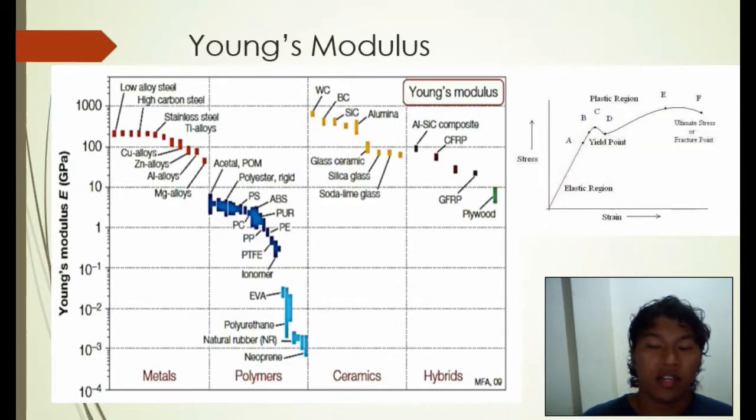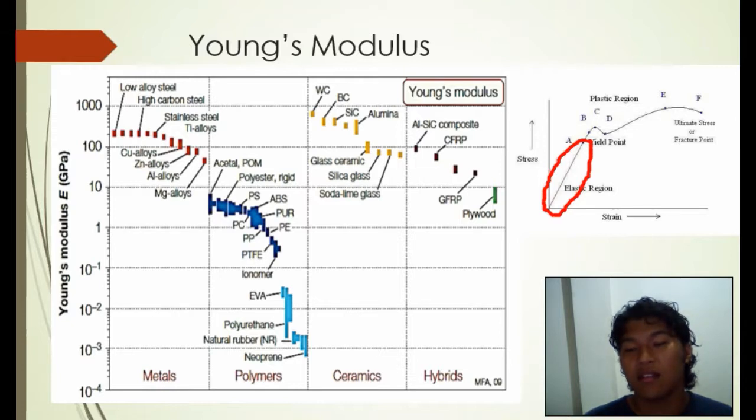On the other hand, the Young modulus is the zone where the stress graphic presents a linear relation. This is because in this zone the strain is elastic.